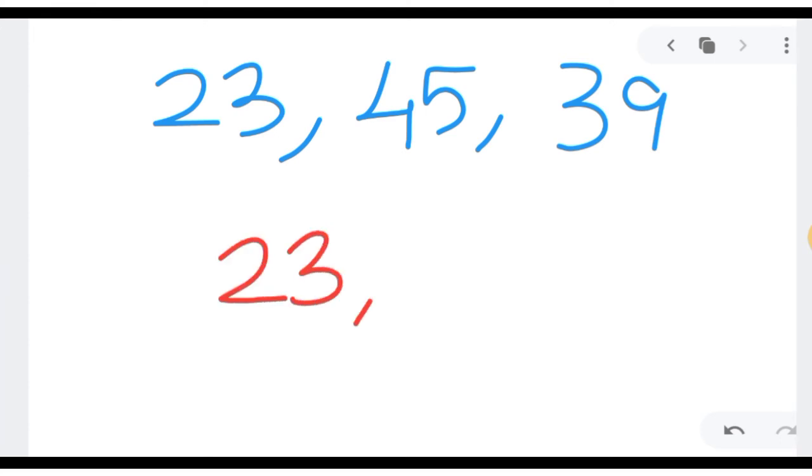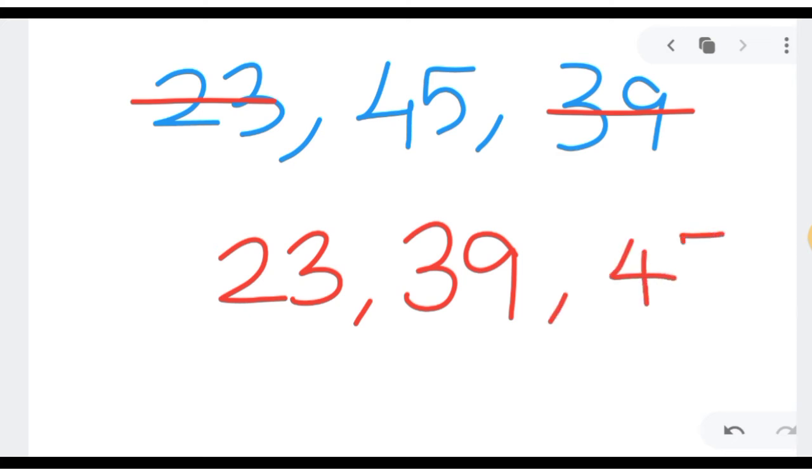23. Next. This we have finished. So the balance is only these two numbers, 45 and 39. Which is the smaller here, 45 or 39? Of course, 39 is the smaller. So we should write 39. This we have written. The only remaining number is 45. That will come next. So this is called ascending order. Now I have written the numbers in ascending order, from the smallest to the biggest: 23, 39, 45.